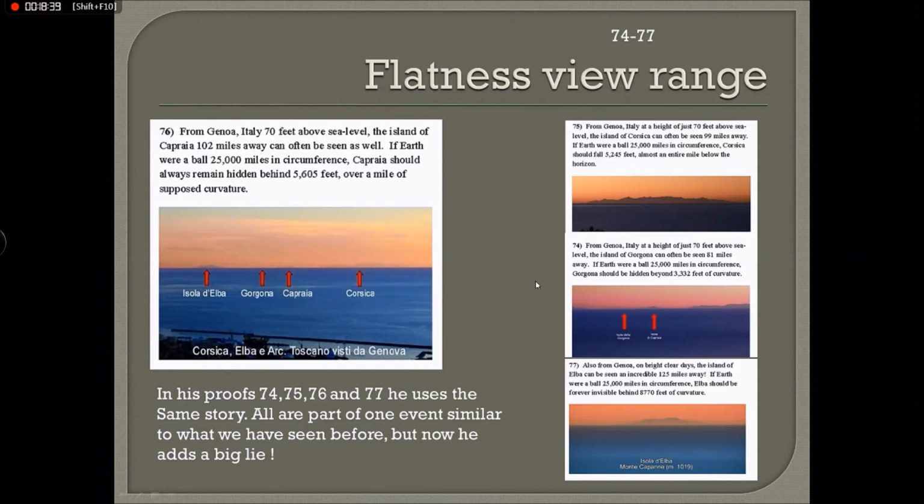So it can happen that these are visible, and actually they could even be visible in clear weather, simply because of the following reason. From Genova, he says, 70 feet above sea level, 70 feet. Oh, no, here he doesn't say it, but it is the same thing. And he makes a couple of mistakes.